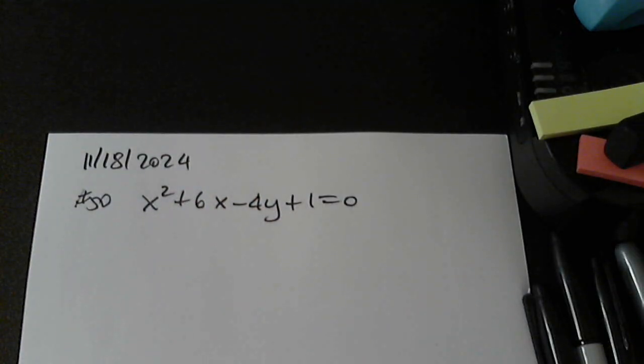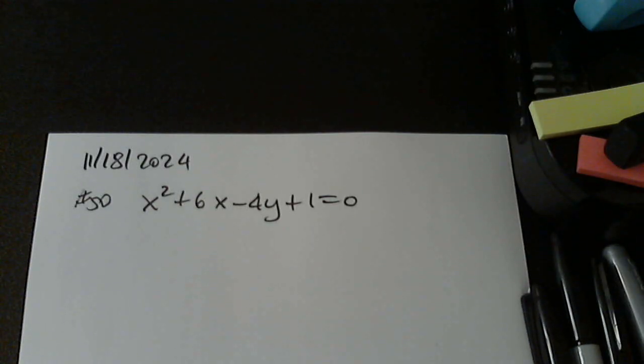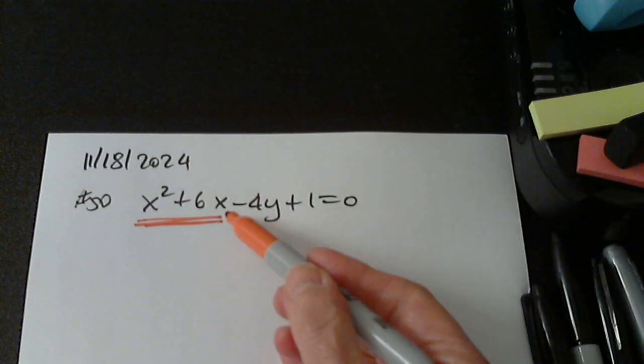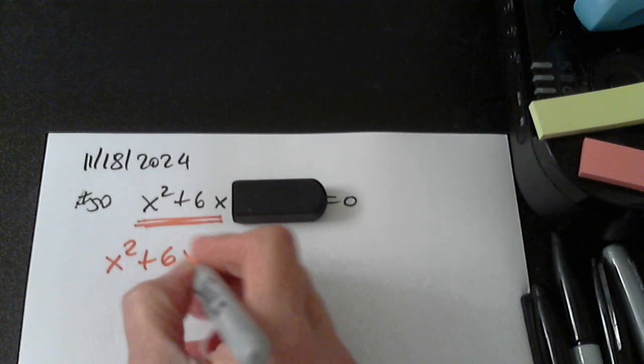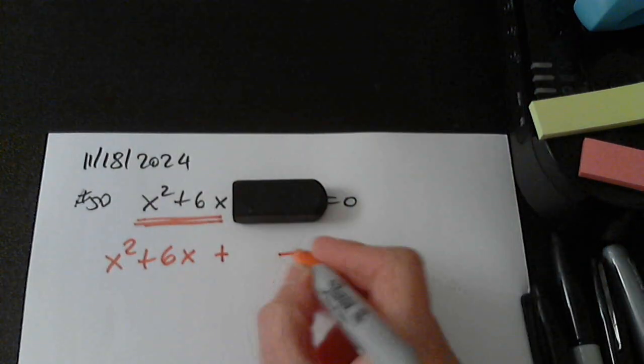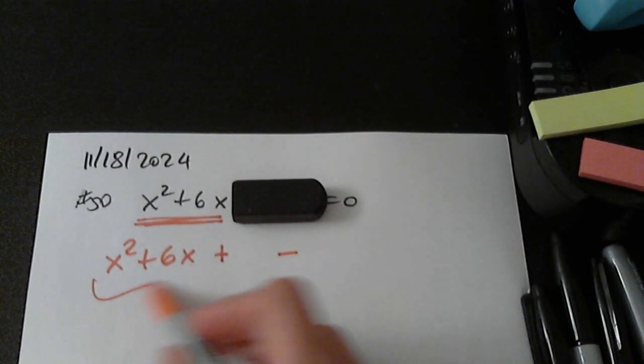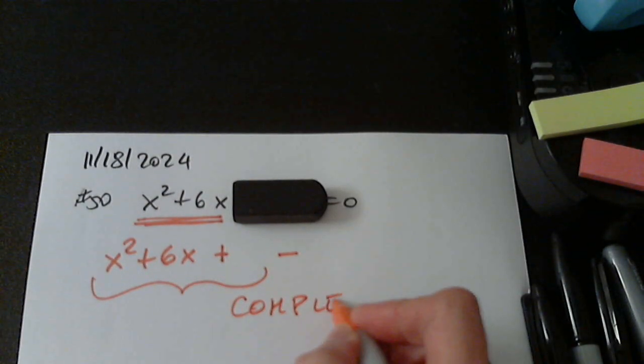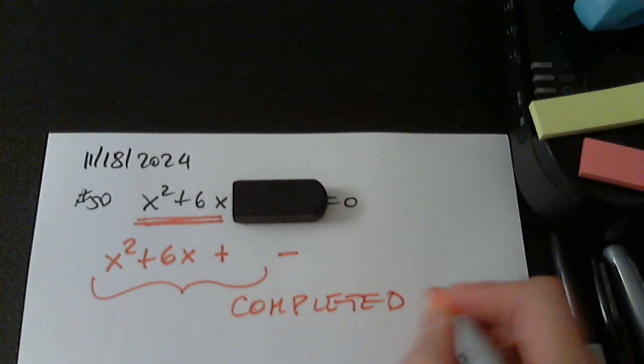Okay, so let me refresh your memory on completing the square. See, these two terms have x in them. These two don't, so don't look at those for a moment. So does anyone remember what we have to add and subtract in order to complete the square?